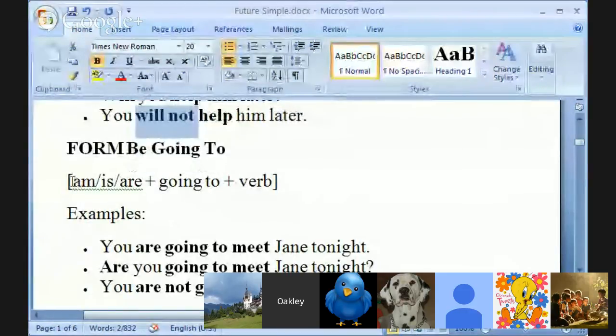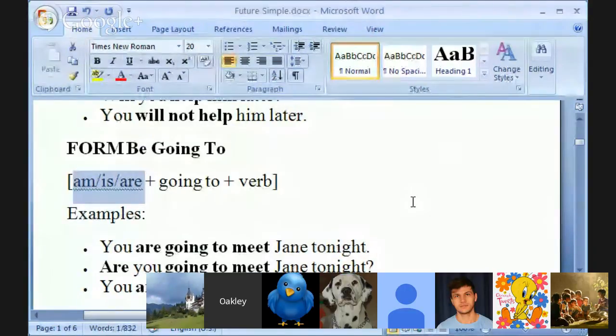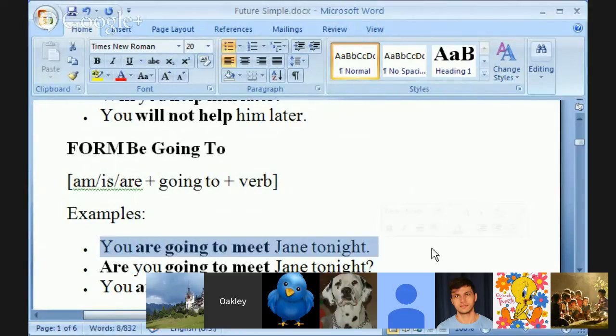Now, the be going to, of course, is a little more complicated. Obviously, there's a lot more to it. First of all, the verb to be has to be properly conjugated with the subject noun. So I am, he, she, it is, you, we, they are. And then going to, always the same. And then your main verb in the usual normal present tense form. Okay, so for example, you are going to meet Jane tonight.